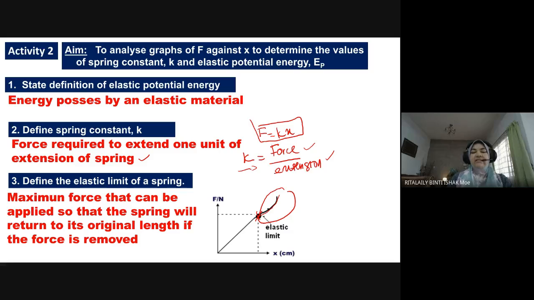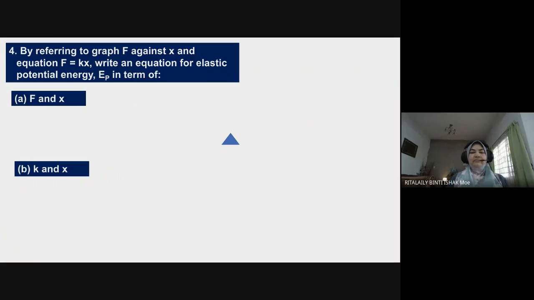If you have a spring, if you pull the spring, it will return to original length. Tapi if you pull it too hard, dia dah longgar-longgar dah tak boleh balik pada panjang asal. Okay. So by referring to graph F against X and equation F equals to Kx, write an equation for elastic potential energy.